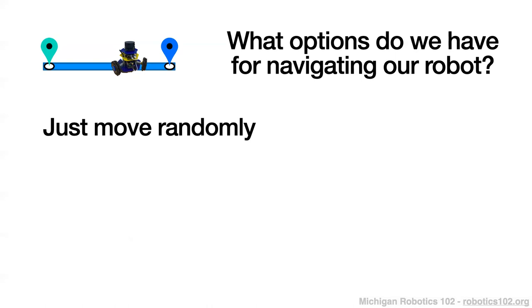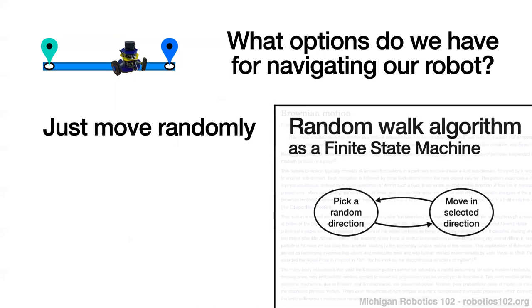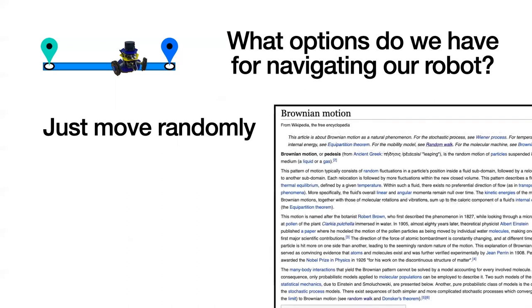Okay. How about this? Maybe they don't cover it. I'm old, so they covered it when I was in high school. It's called the random walk algorithm. Sorry, I'm going to skip that. It's called Brownian motion. Have you ever heard of Brownian motion? Never heard of Brownian motion?